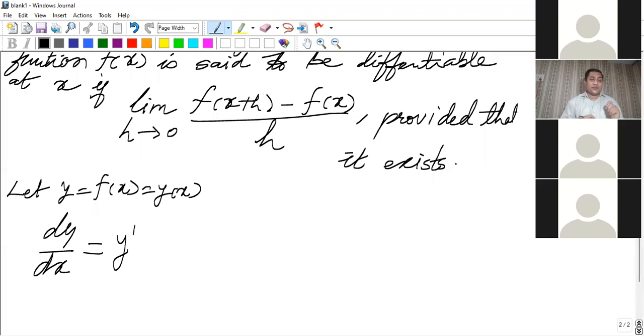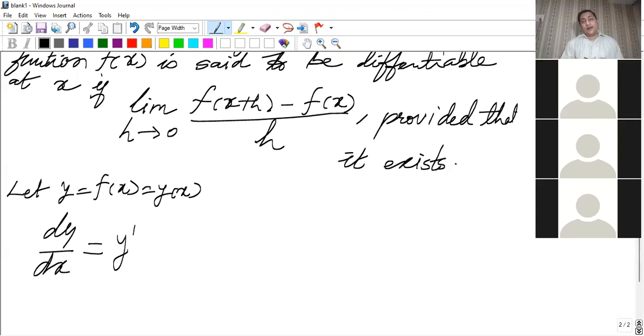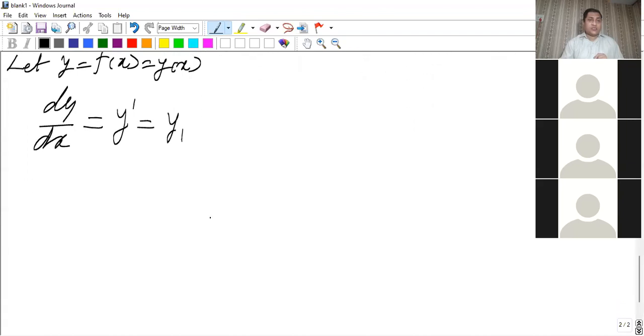Thank you. Here you are familiar with this notation that dy by dx is y dash. Now the other notation that we are going to introduce here is y1. As I can write in the dash notation, I can write in the suffix notation. So this is called a suffix. Y1. So y dash is the same as y1, the first order derivative of the function y with respect to x.